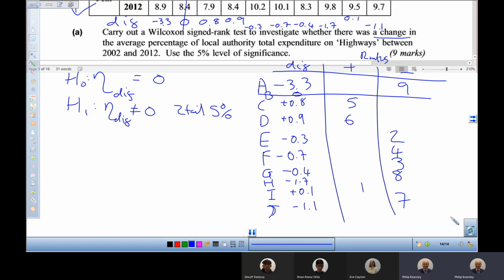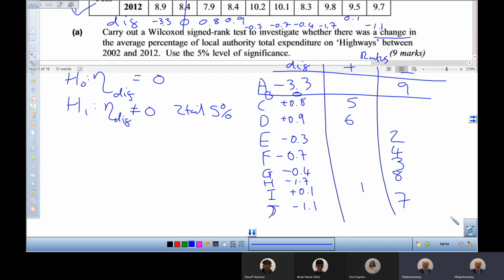So the difficulty with sign rank is to stop yourself from just counting the signs. You need something to rank, so you need the actual differences, whether it's differences against a single sample value, or differences within pairs. If it's against a value, your hypothesis will be median is value. If it's pairs, median difference is 0.